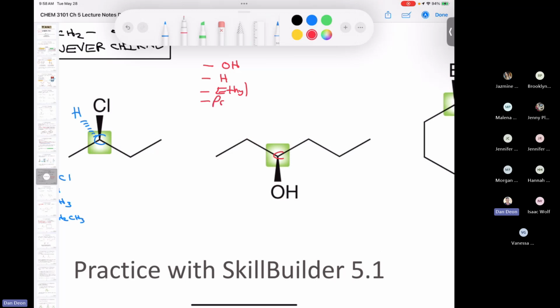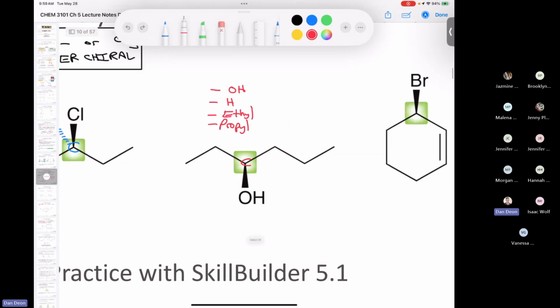And then it's attached to a propyl group over here. So is it attached to 4 different groups? The answer is yes. So is that carbon in green chiral? Yes. Nothing else is a chiral center because this is a CH2, this is a CH3, et cetera. And so that carbon highlighted in green is the only chiral carbon.